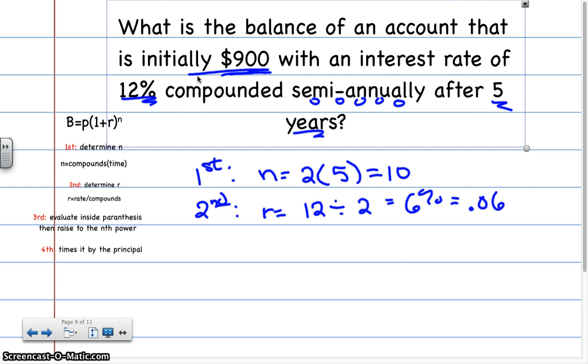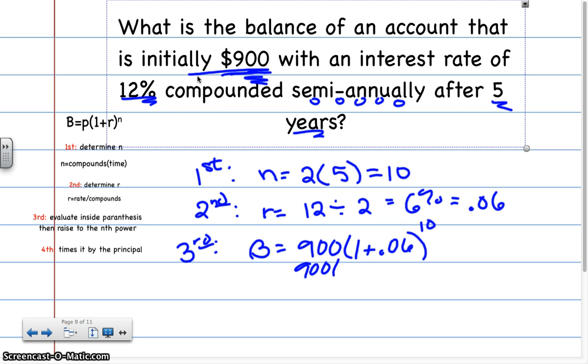All right, now third, I just kind of plug it all in. So my balance is equal to my principal, again is 900, times 1 plus 0.06 to the n, which is 10. 900 times 1.06 to the 10.